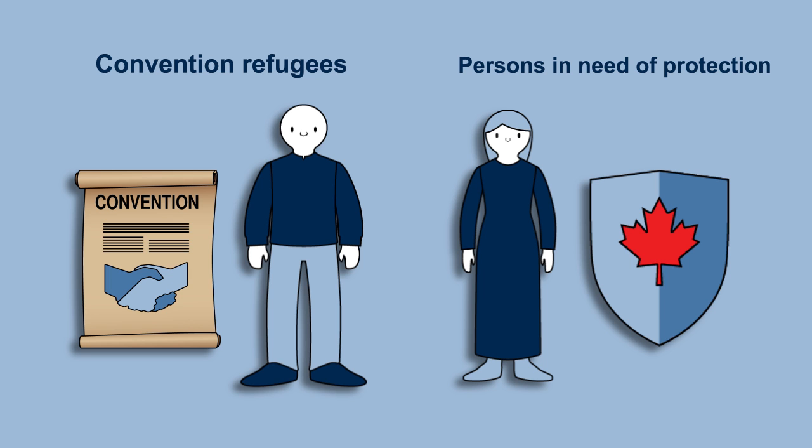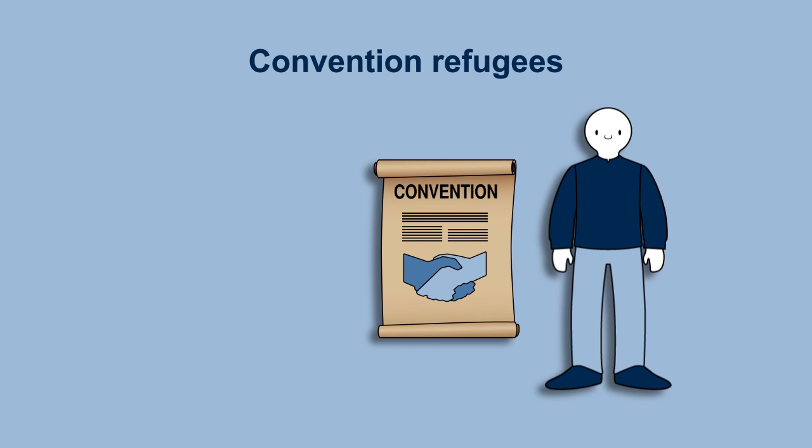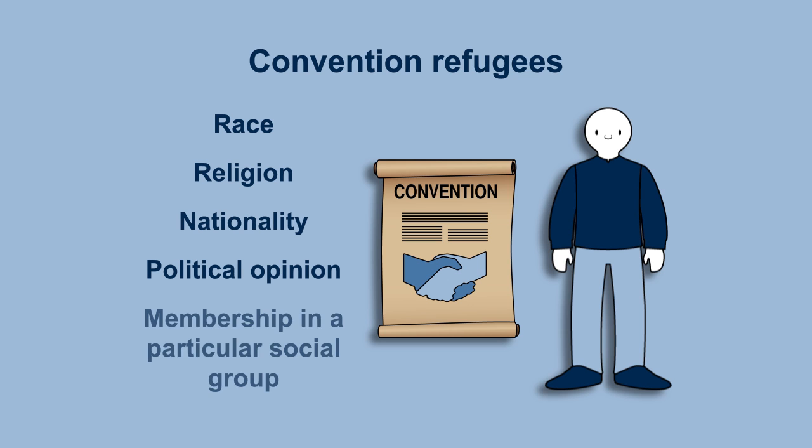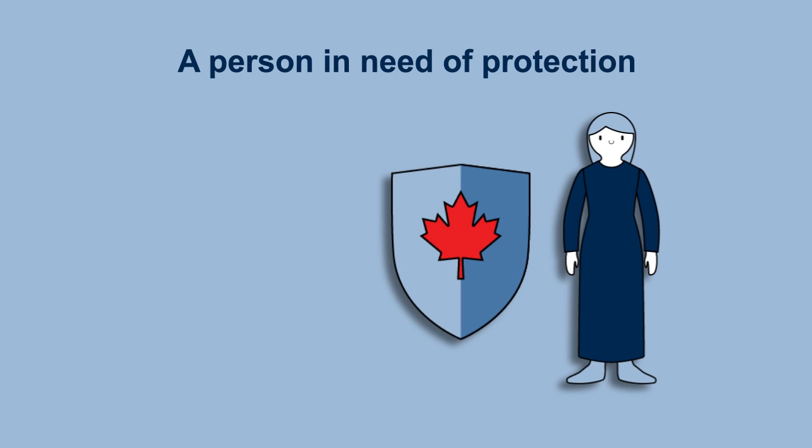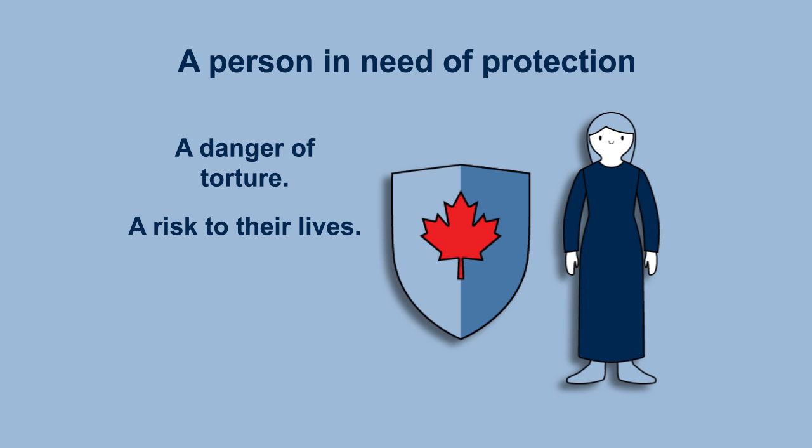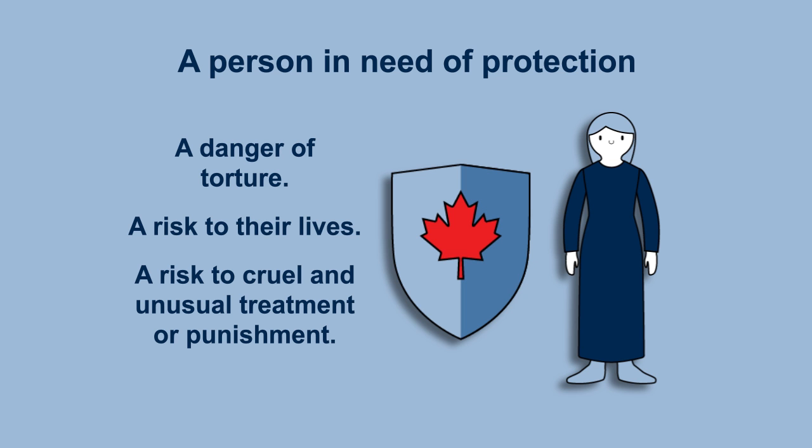You cannot be a Canadian citizen and claim for refugee protection. Convention refugees are people who have left their home country and have a well-founded fear of persecution based on race, religion, nationality, political opinion, or membership in a particular social group. A person in need of protection is a person whose removal to their home country would subject them personally to a danger of torture, a risk to their lives, or a risk of cruel and unusual treatment or punishment.